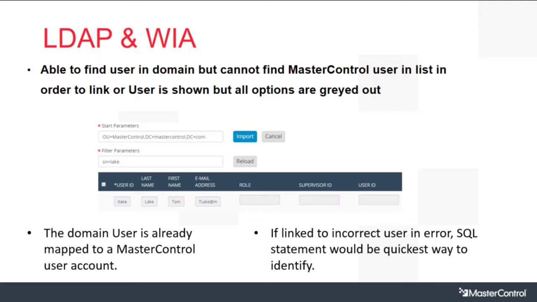So it is possible to accidentally choose the wrong user from the list, in which case, rather than going through every account on the system to find which one is linked, we can run a basic SQL statement on the database to find that information out and make the corrections through the front end.